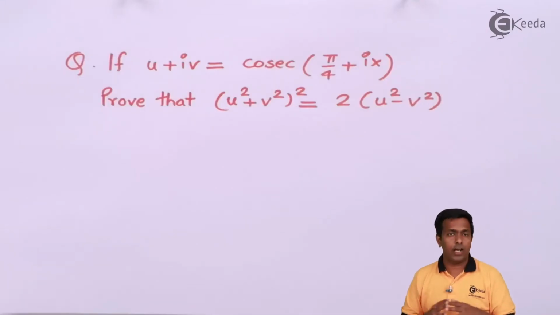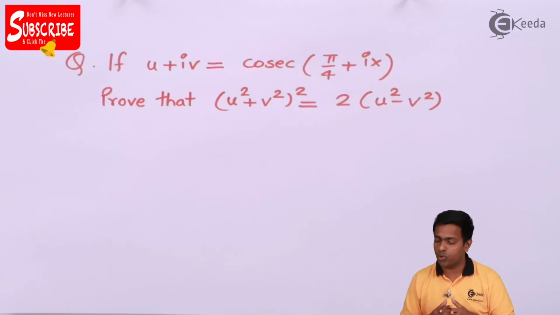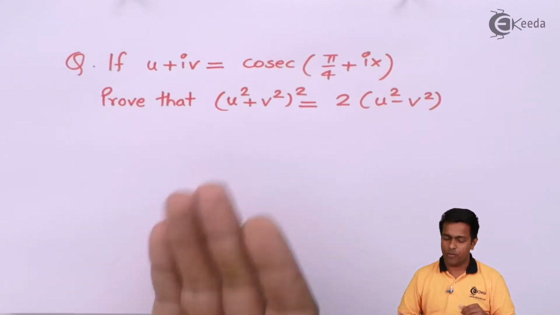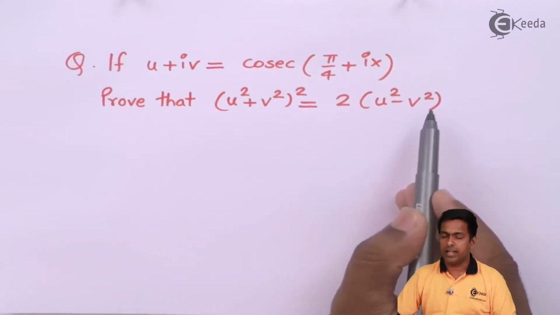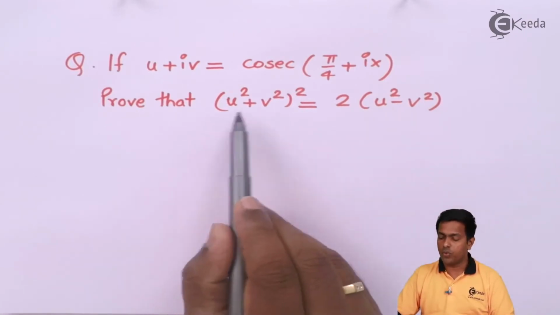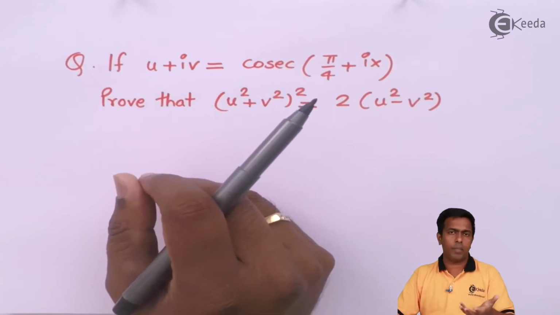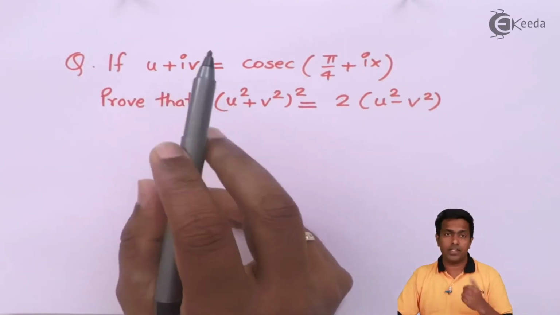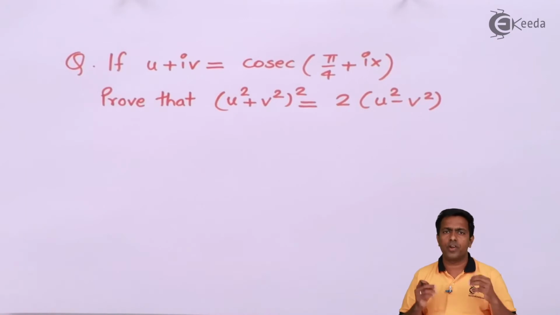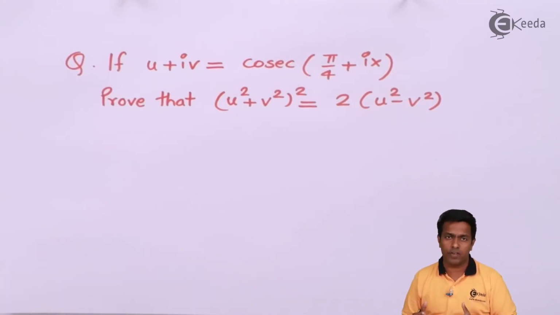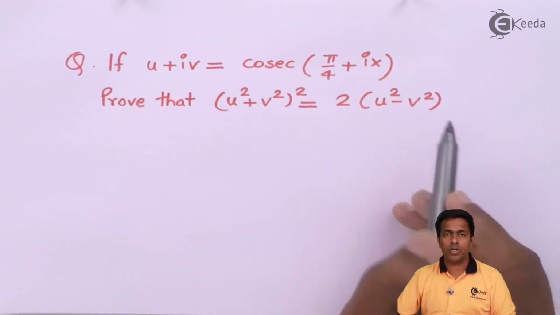So guys, here the value of u plus iv is given as cosec (pi by 4 plus ix), and we have to prove that (u square plus v square) the whole square is equal to 2 times (u square minus v square). Now guys, if I want to prove this result, then we want the values of u and v. But if you observe here, u and v are the parts of a complex number where u is a real part and v is the imaginary part. So we have to first find out the value of u and v, and then if we substitute that value over here, we can get the result.